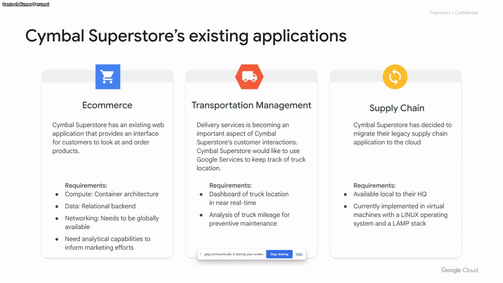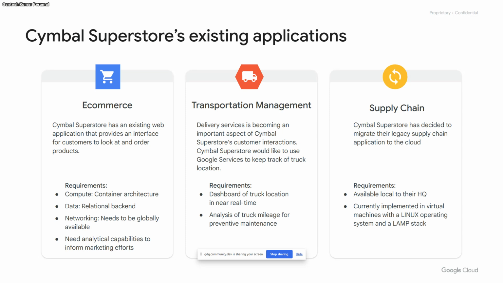There's another component, or another subsystem, called transportation management. So what they say, delivery service is becoming an important aspect of Symbol Superstore's customer interactions. Symbol Superstore would like to use Google service to keep track of truck location. So the requirement is dashboard of truck location in real time, analytics of truck mileage for preventive maintenance.